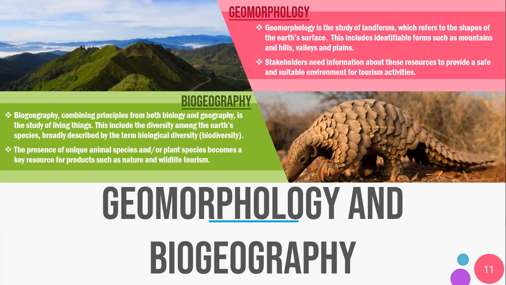Okay, so for example, some places have mountainous areas, some places have a hill area, some places are about valley. Valley is lembah. When we talk about lembah, there are so many curam. Or we talk about plain. Plain is just plain, mendata, lurus area. That is known as plain. So stakeholders need this kind of information to provide a safe and suitable environment for tourism activity. Because they should know this knowledge, that is geomorphology, because some destinations are not really suitable to be done in a mountainous area.